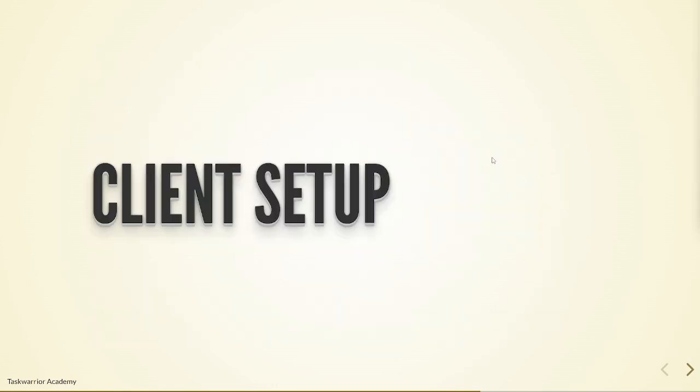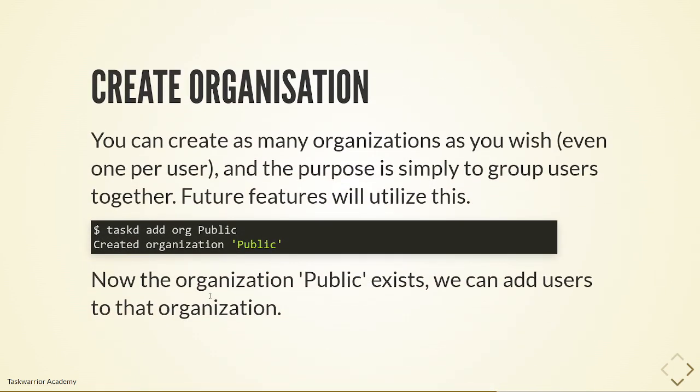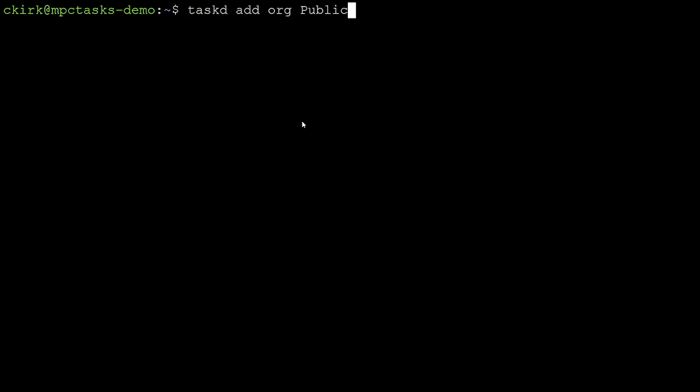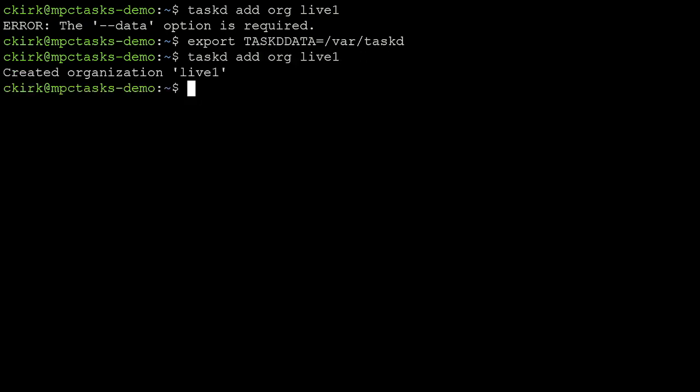All right, let's get started with the client setup. We need to add an organization. We could do that with this command. I'm going to call mine live1. Occasionally, you might see this error message, and it's really cryptic on what it wants you to do. But all you need to do is simply issue the export command again that we saw earlier in the guide. So once you do that, the error goes away.